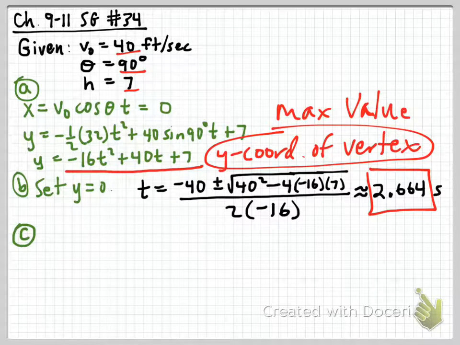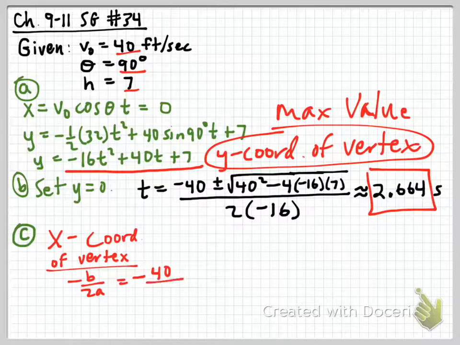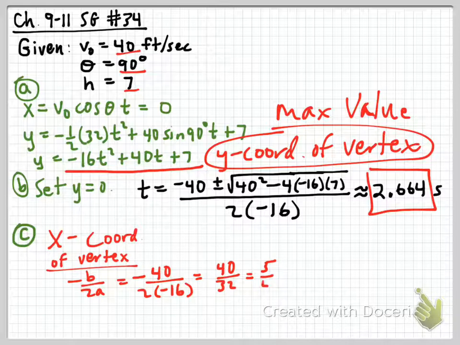Well, how do we find the y-coordinate of the vertex? We find the x-coordinate of the vertex by doing what? Think about that. The x-coordinate of the vertex is negative b over 2a. So negative b over 2a is equal to negative 40 divided by 2 times a, which is negative 16. So b is 40 and a is negative 16, and that's 40 over 32, which we can simplify. 8 goes into the top 5 times, and 8 goes into the bottom 4 times.